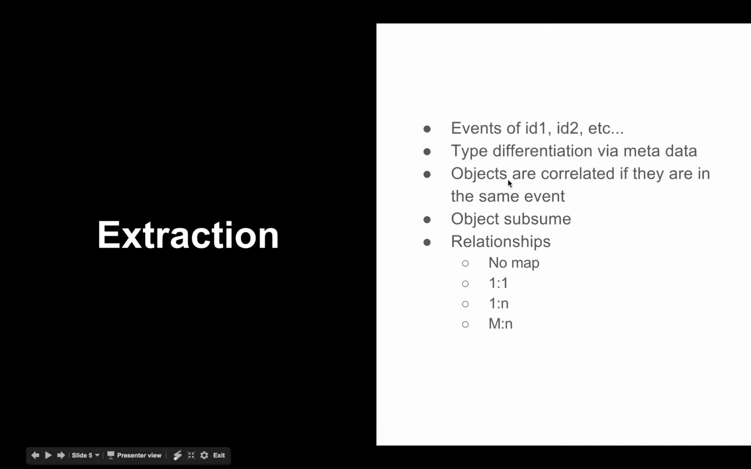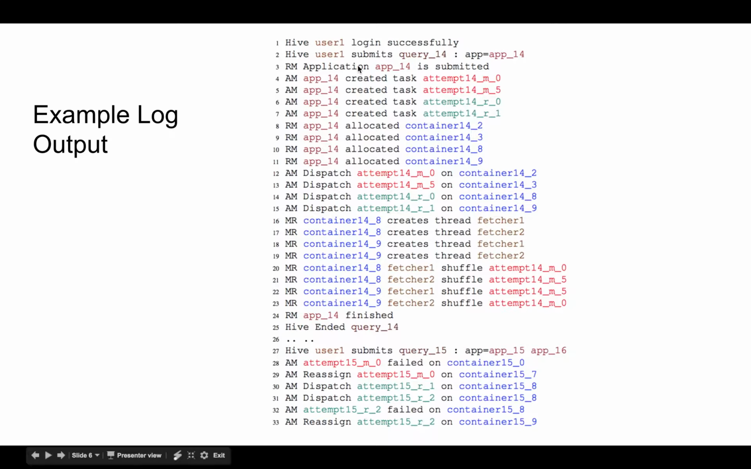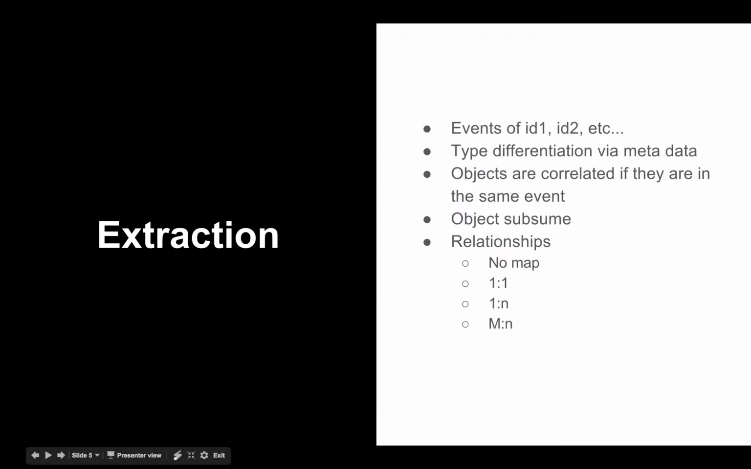Objects are correlated if they belong to the same log message. So we can see right here we have two objects that are related to each other, related here, related here. And an object subsumes another object if, whenever the subsumed object occurs in a log message, the parent object is also there.